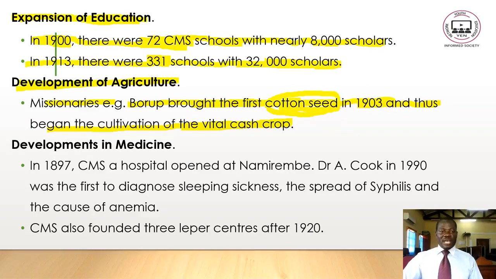Also, the presence of missionaries in Buganda led to the development of medicine. So in 1897, the Christian Missionary Society opened a hospital at Namirembe, and Dr. A. Cook in 1900 was the first to diagnose sleeping sickness, the spread of syphilis, as well as the cause of anemia. So Dr. A. Cook was the first there to diagnose in that year, 1900. The Christian Missionary Society also founded 3 leper centers in 1920. So all those who were suffering from leprosy were created their own centers. So by 1920, there were about 3 leprosy centers.